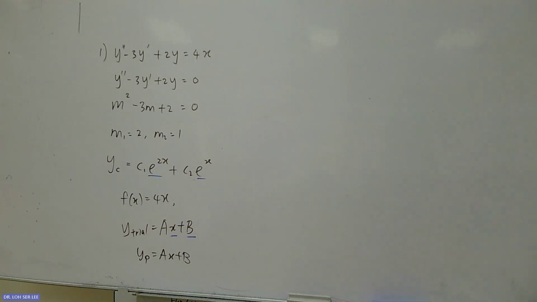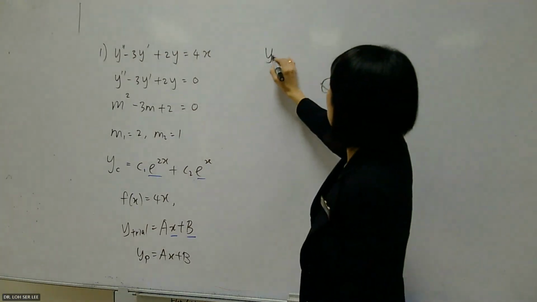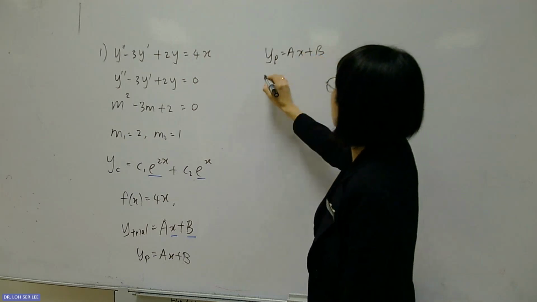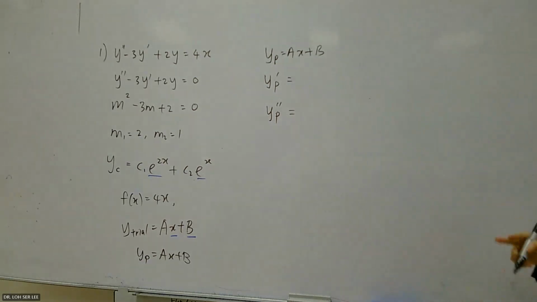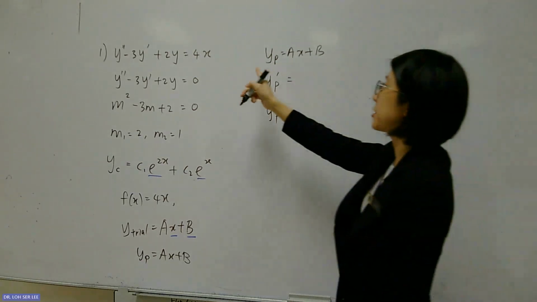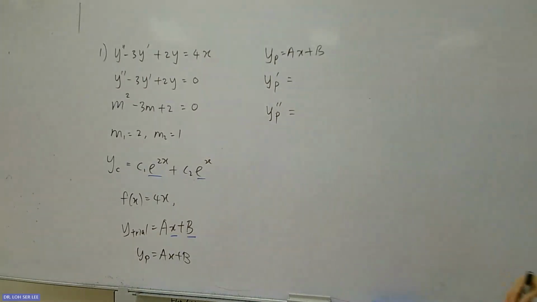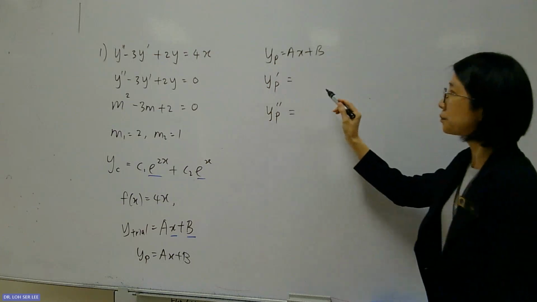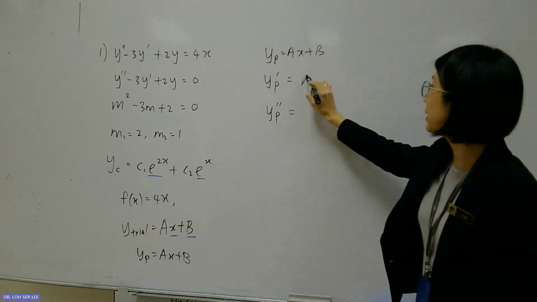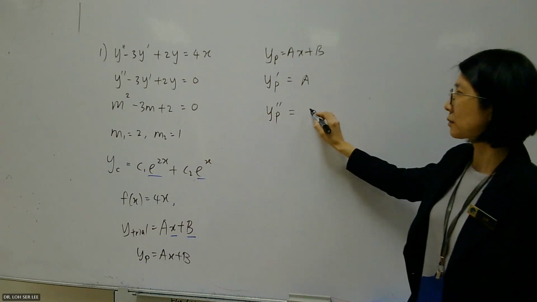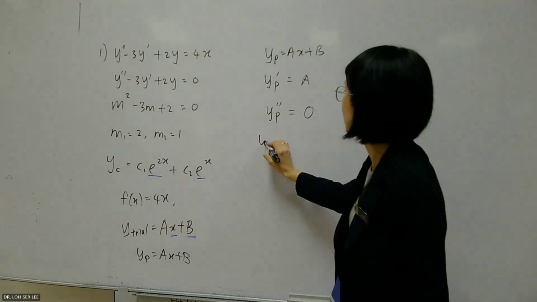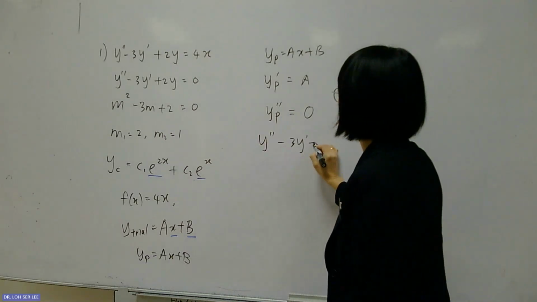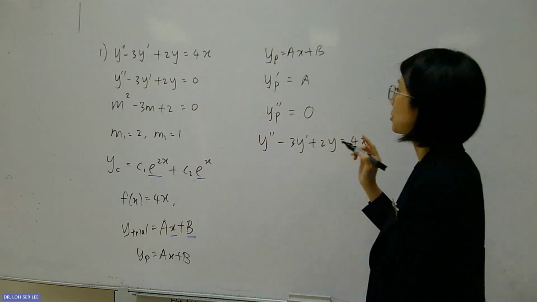Okay, once you have your yp, and your yp is ax plus b, we will differentiate twice because our differential equation is second order. So yp prime is a, yp double prime is 0. This is constant. Okay, then this is your differential equation.